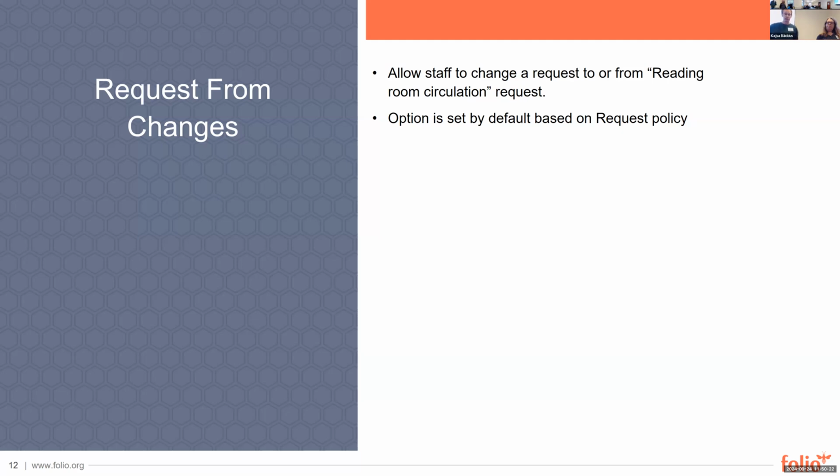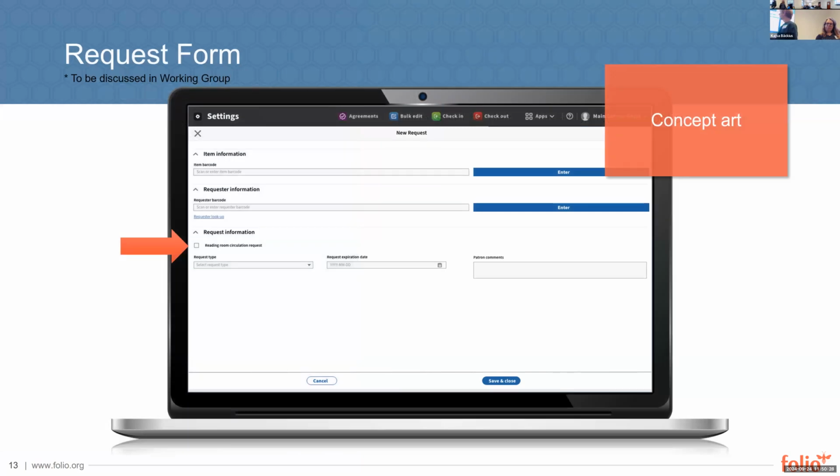Well, some flexibility. An example of that is a button or checkbox that says yes, this is an actual reading room request. You can manage it in that way.